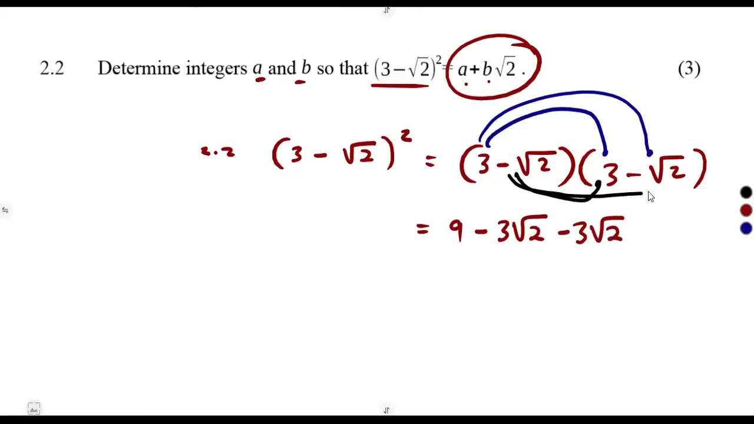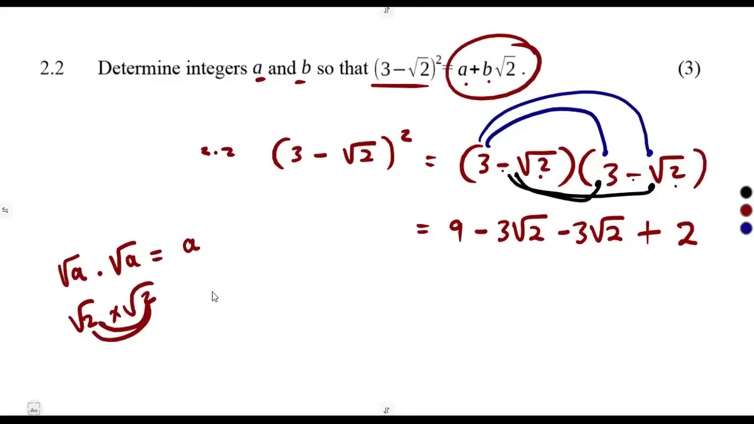Minus square root of 2 times minus square root of 2. Remember, negative times negative is a positive. What about square root of 2 times square root of 2? What are we going to have? That's a 2. Guys, I talked about this from our laws of surds: square root of a times square root of a is equal to a. If these two numbers are the same, you get what? A 2 as your answer. So that is it. Let's simplify, guys.